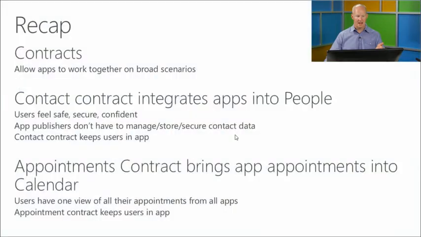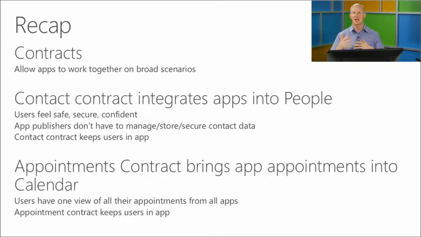Okay, so that's contracts and appointment. Again, contracts are all about enabling broad scenarios by allowing apps to work together, whether that's two different apps from two different publishers or you interacting with Windows and participating in Windows scenarios. So the contact contract integrates apps into People, so it gives you that ability to say, hey, all my contacts are in the People app. And I, as an app publisher, can integrate that information as well as those actions into my app and not worry about securing or storing or managing any of that data. All right? And it keeps users in your app, which is a great story for me as a publisher.